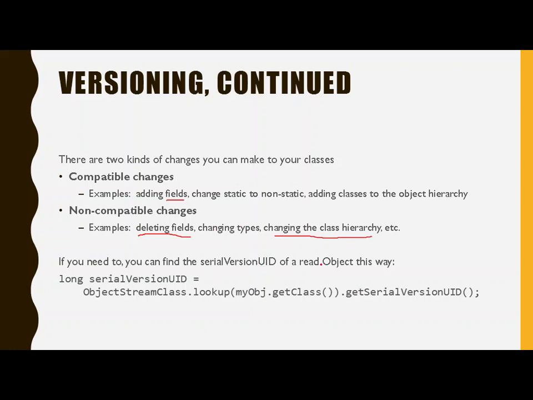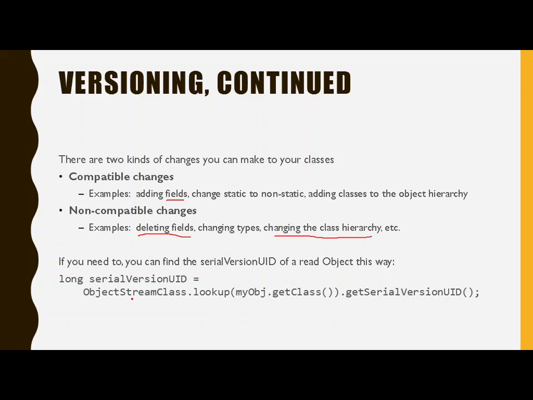So you can actually look at the read object and then pass it to this thing and do a lookup of the serial ID, right? So you can actually do that if you want to, that way as well, for a read object, something that you go read out of the file. So that is a way that you can deal with the versioning.